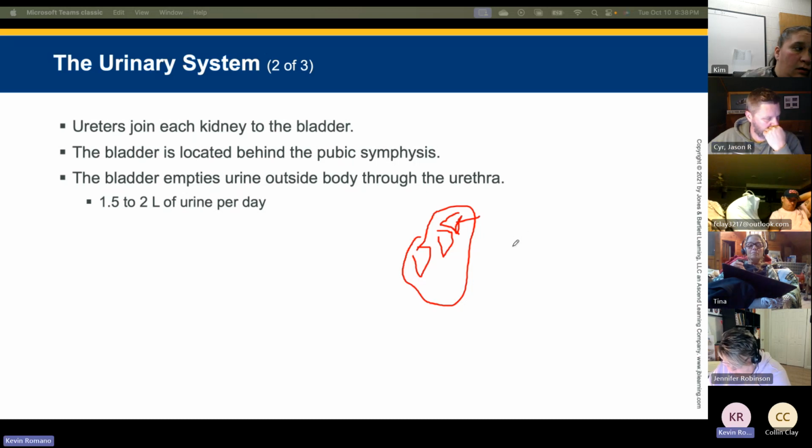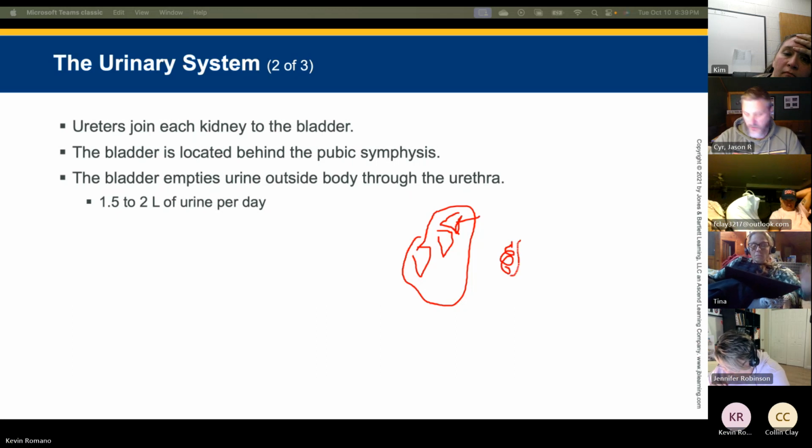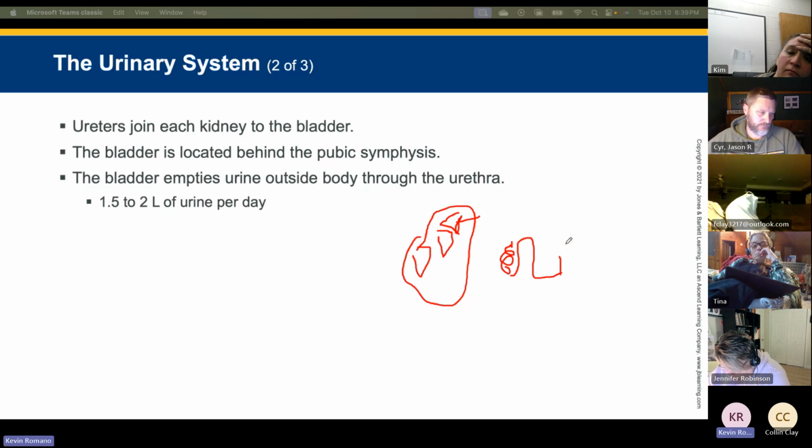Inside the nephron, there's a glomerulus, which looks something like this. I'm horrible at drawing, by the way. I can't even draw a stick figure correctly. All right. And then you have a loop that goes up and then back down again, right? So we have an ascending and descending loop inside the kidney that helps with that filtration. The glomerulus is part of your filtration here as well.